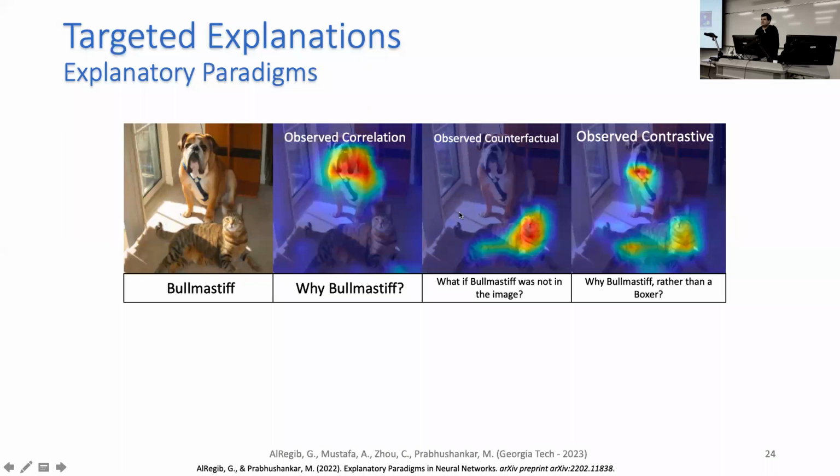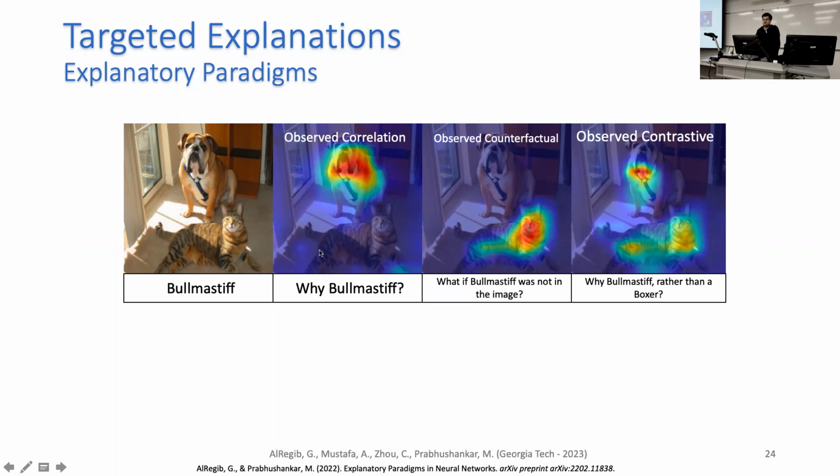If you are asking a counterfactual question, that is essentially any question of the form what if. It needs to start with what if. So if you're asking what if bull mastiff was not in the image, what would the network have done? Well, it would have made a prediction based on this part of the image, which is that of a cat, which kind of makes sense. Next one is why bull mastiff rather than a boxer, which is the contrastive question. Boxer is the most related to a bull mastiff, and you can say, okay, the jowls of the dog are what make a bull mastiff different from a boxer. And of course, the presence of a cat is going to make sure that it's not a boxer as well.